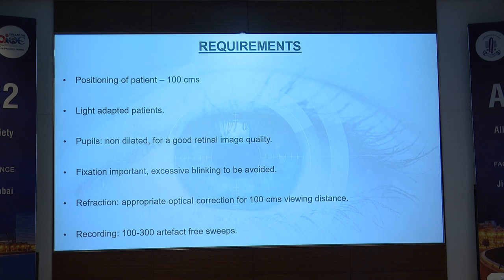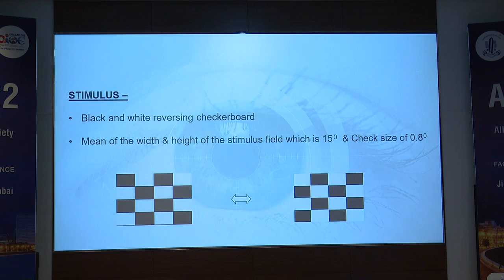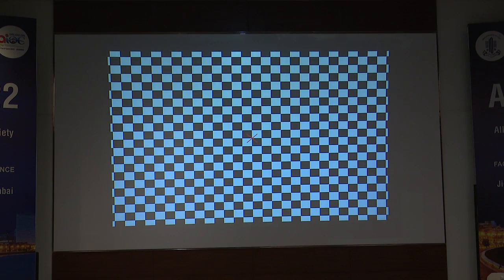They are light adapted with pupils normal sized, non-dilated. Fixation is important, so the patient should be able to fixate. Excessive blinking has to be avoided, and the refraction has to be appropriate for 100 centimeters. This is how the stimulus looks like, and the mean width and height of the stimulus is 15 degrees, and the check size is 0.8.